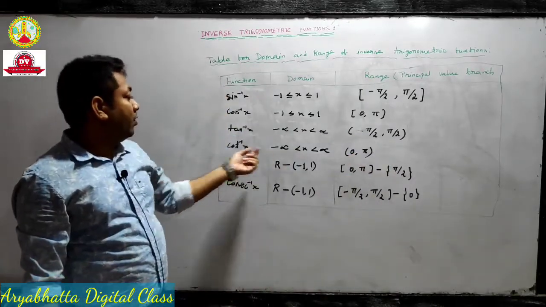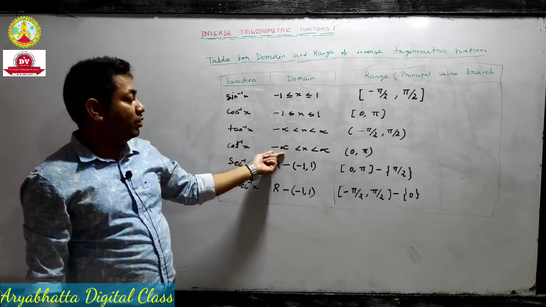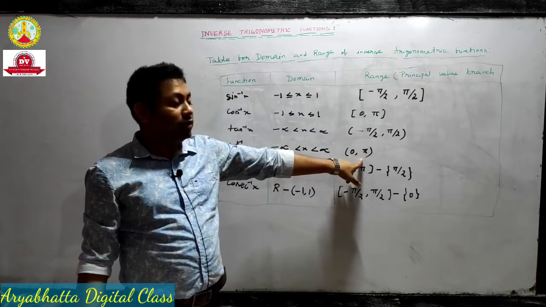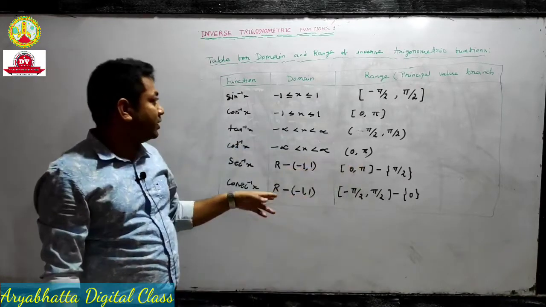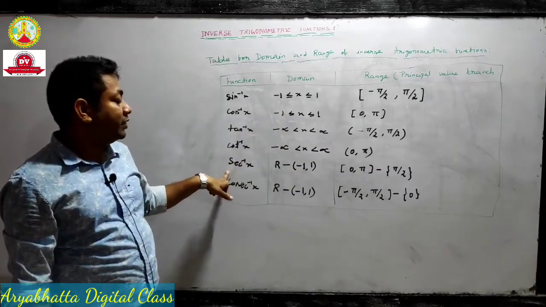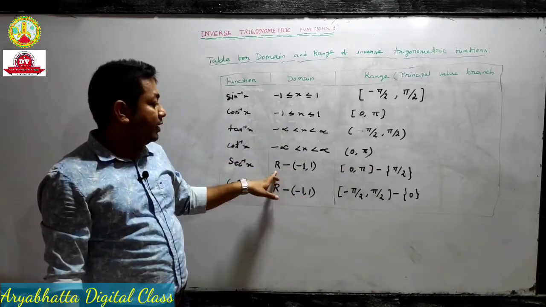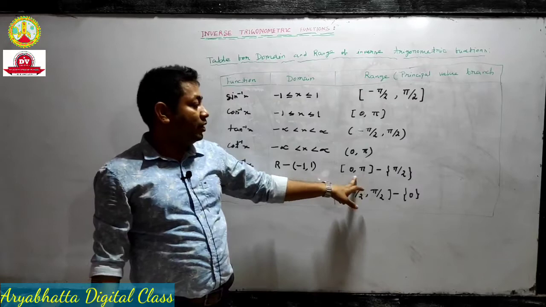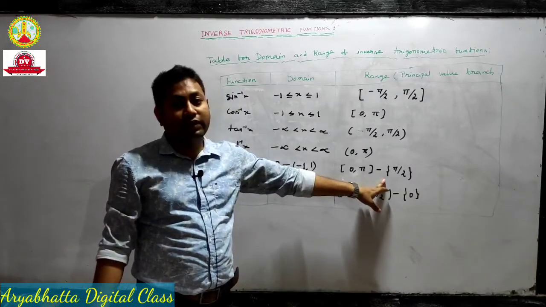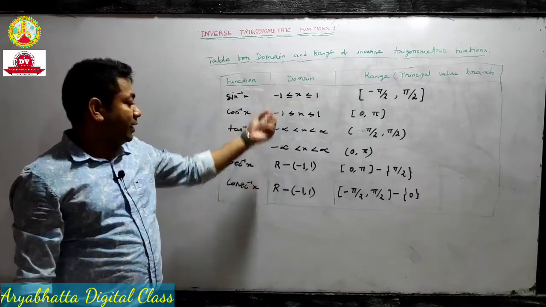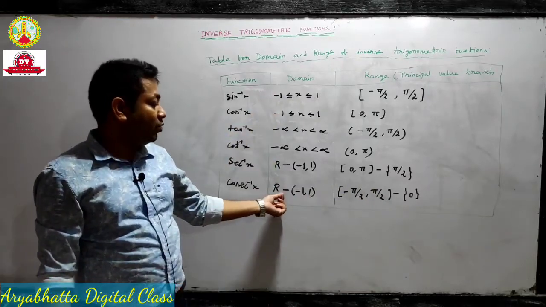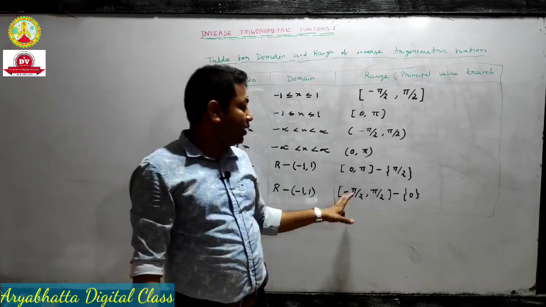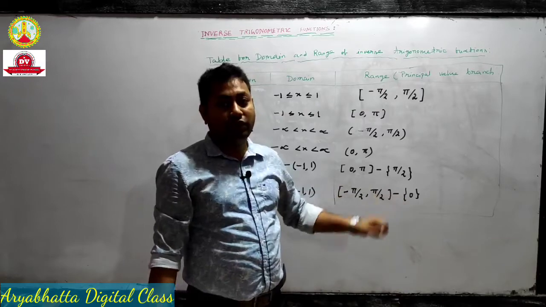Next, the domain of cot inverse x is minus infinity < x < infinity and the range is the open interval (0, π). Next, the domain of sec inverse x is R minus the open interval (-1, 1) and the range is the closed interval [0, π] minus {π/2}. Next, the domain of cosec inverse x is R minus the open interval (-1, 1) and the range is the closed interval [-π/2, π/2] minus {0}.